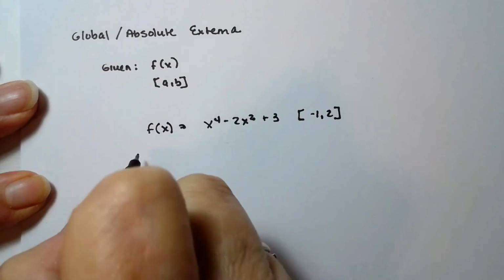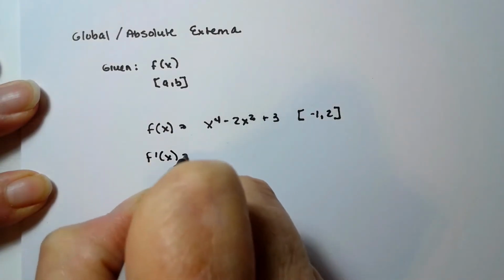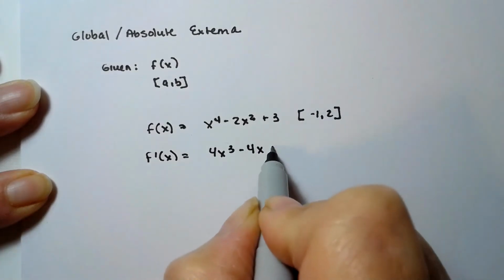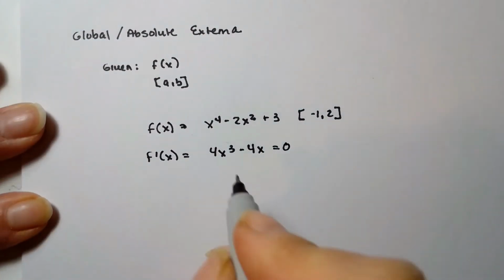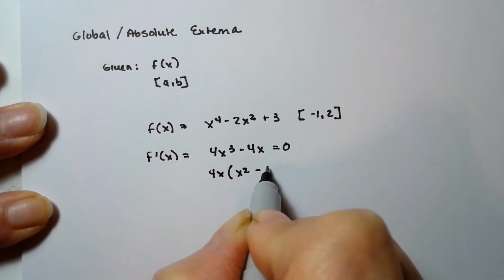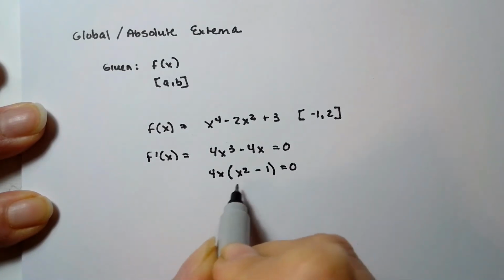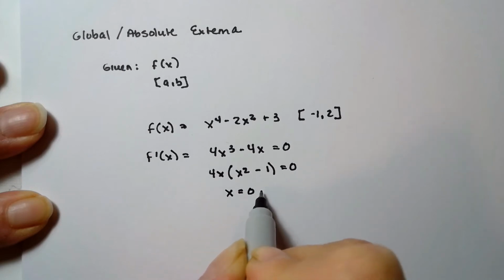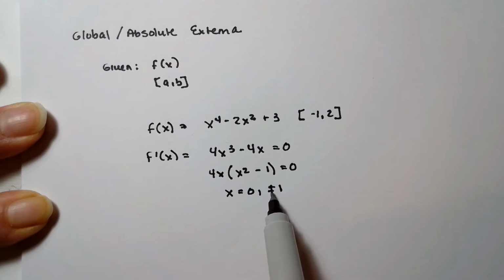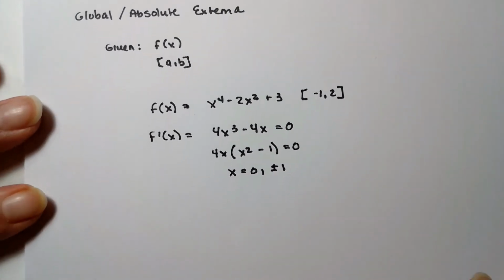So I'm going to take the derivative, which is 4x cubed minus 4x, and set it equal to 0 and solve. If I pull out a 4x, that leaves me with x squared minus 1 equals 0. Solving this, x is equal to 0 and plus or minus 1. 0 and plus or minus 1 are in this interval, so I need to test them all.